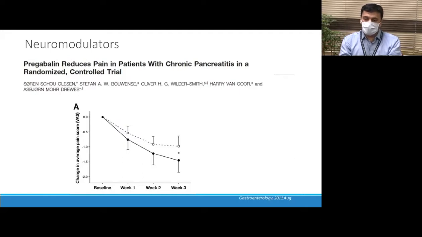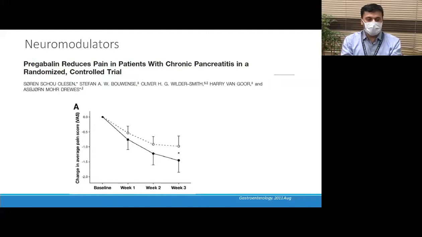So pregabalin is a neuromodulator that reduces the pain in patients with chronic pancreatitis. This is a randomized controlled trial which showed the efficacy and tolerability of pregabalin as an analgesic in patients with chronic pancreatitis. In the study, they compared the patients' pain scores using daily diaries, and when compared with placebo, at 3 weeks there was a significant reduction in pain in the patients who were treated with pregabalin.